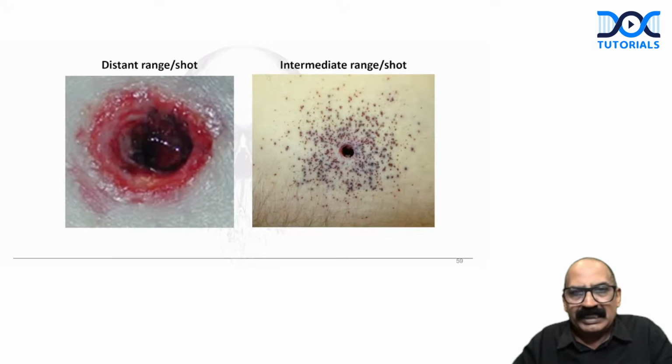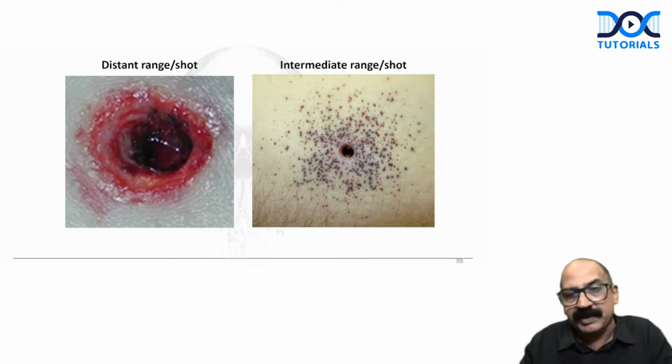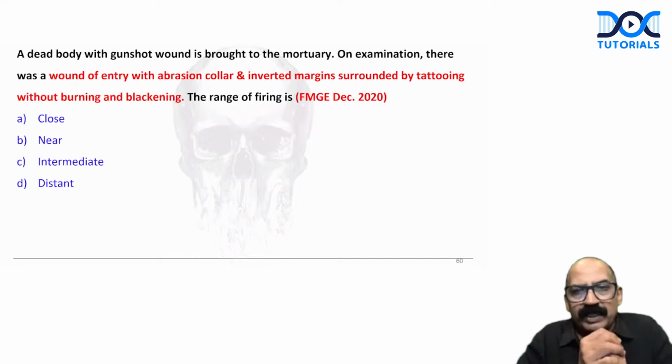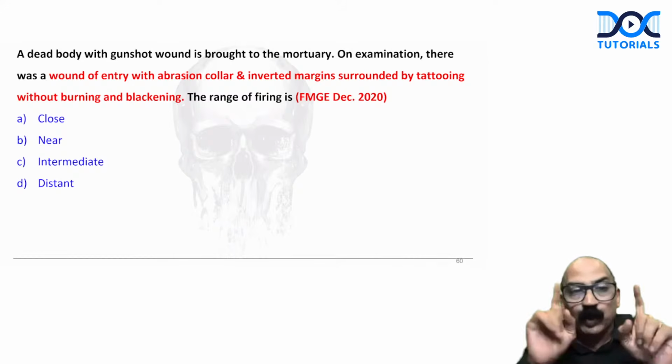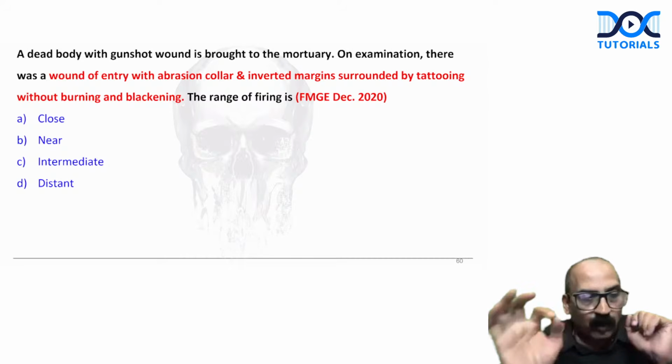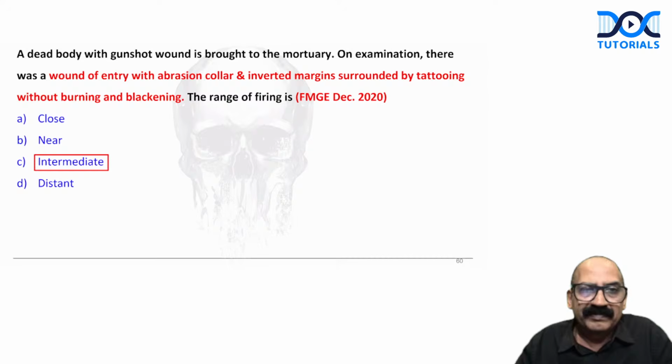See the difference between distant shot and intermediate shot. There is no tattooing in distant shot. Tattooing is there in intermediate shot. A dead body with gunshot wound is brought on examination. There was a wound of entry with abrasion called inverted margin surrounded by tattooing without burning and blackening. Only tattooing is seen in case of intermediate shot.